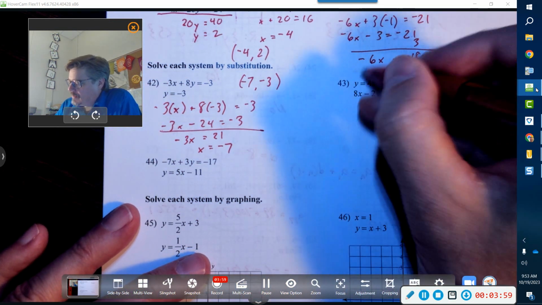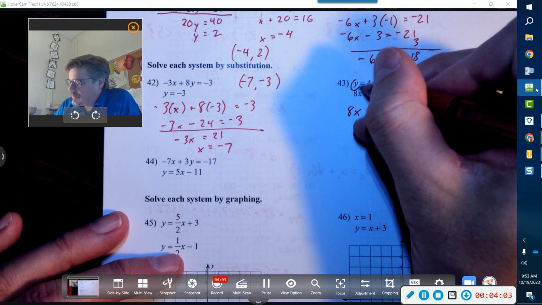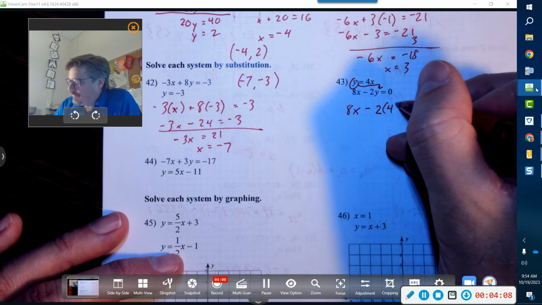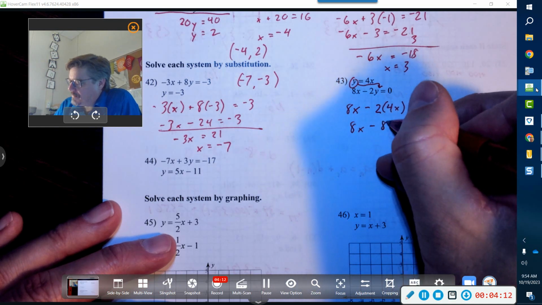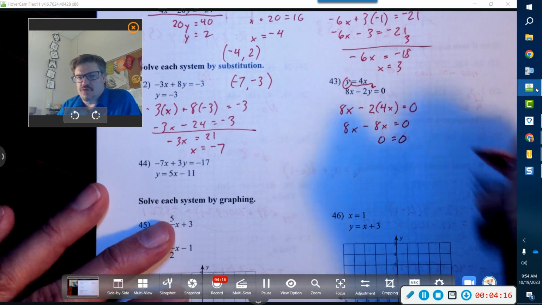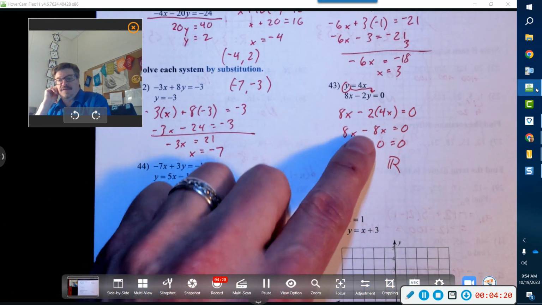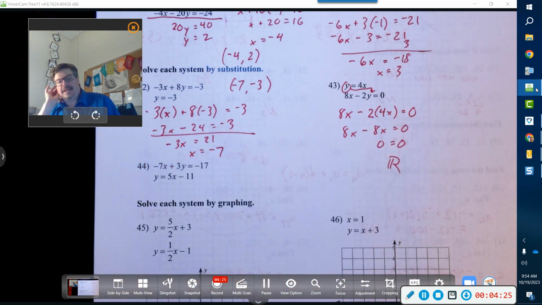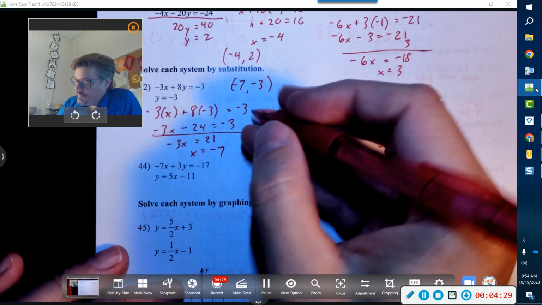All right, this is great because y equals 4x, so this means I can just substitute that y right there. So 8x minus 2 times 4x equals 0. So that 8x minus 8x equals 0, that's 0 equals 0. That's true. That means that's all real numbers. Okay. If this would have been absolutely any other number but 0, then it would have been no solution. Okay, so keep that in mind.